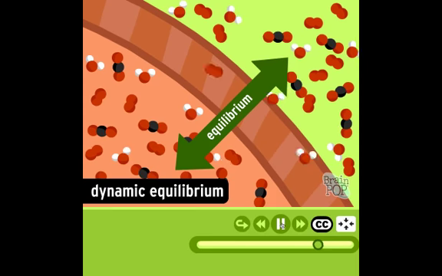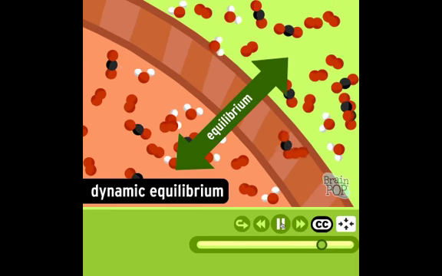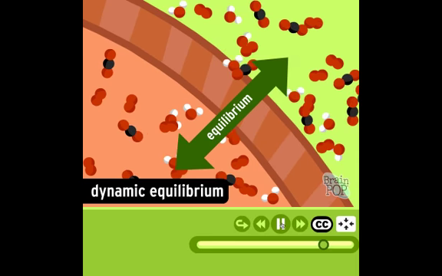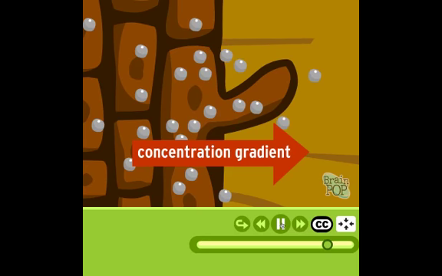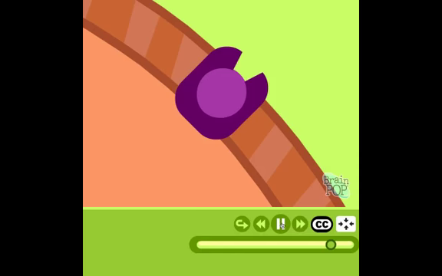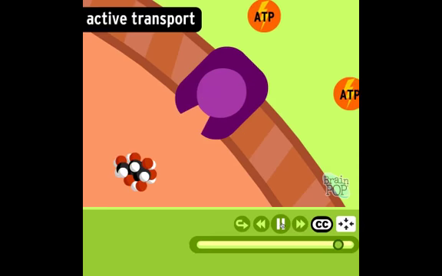Healthy cells maintain a state of dynamic equilibrium. Substances are constantly diffusing across cell membranes to even out the differences. Sometimes a cell will move substances up the concentration gradient. And food particles, like glucose, are too big to get through the gaps in the cell membrane. When a cell has to use energy to move substances across its membrane, it's called active transport. But that's really a whole other subject.